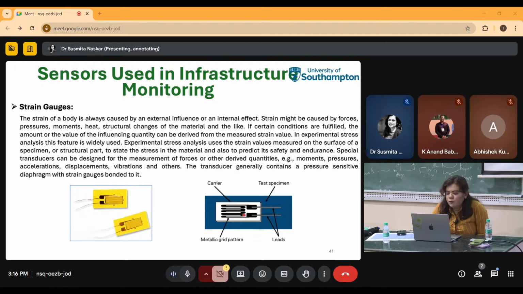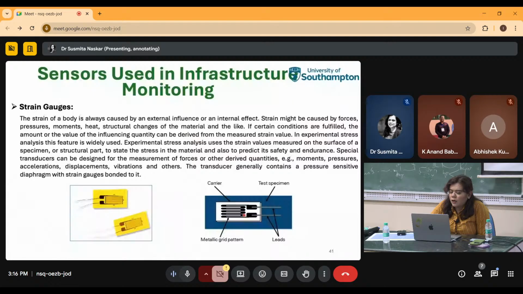When we talk about the material, that's one of the most important parameters we are always interested in, to understand proactive maintenance. So you can understand the value of this sensor is quite high, especially when we talk about infrastructure monitoring and how it is actually used in experimental stress analysis.